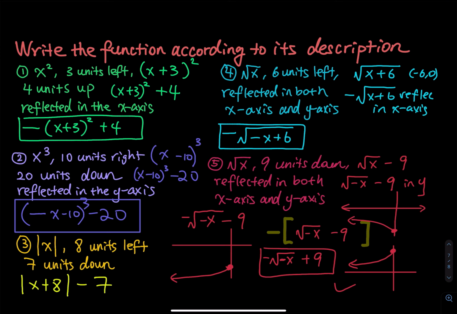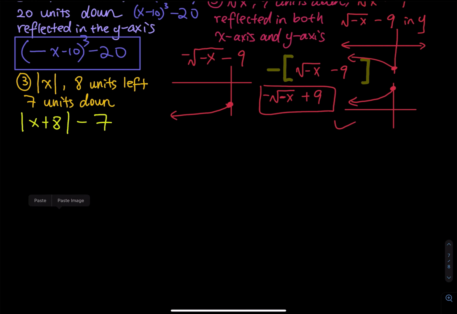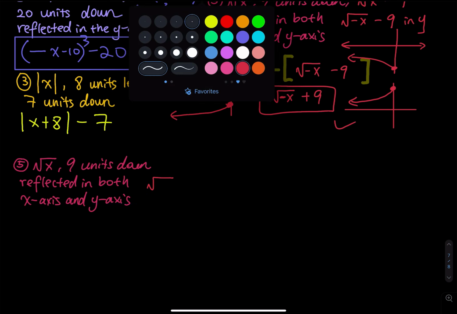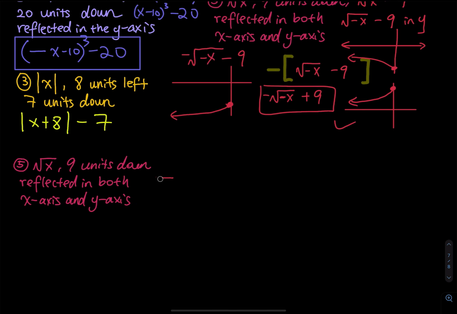Now, I want to do one more thing. Let me copy this problem because I want to make a minor modification. Let me copy this and bring it over here. Of course, I will have to change the problem a little bit. What I am going to do next is change the down to an up. You say, okay, easy. Square root of x plus 9, right? Simple. So now you have square root of x plus 9.